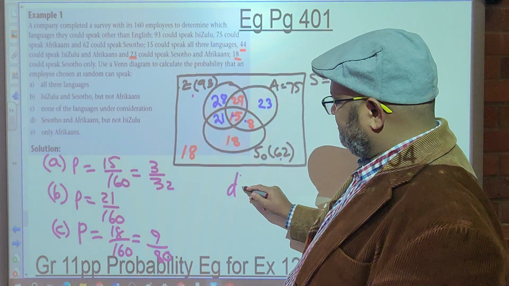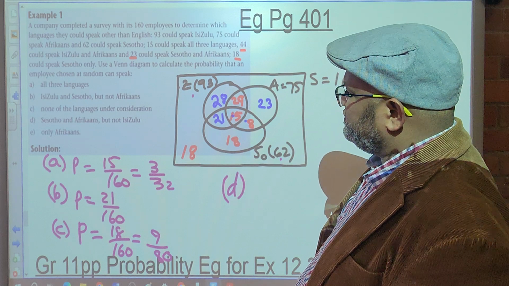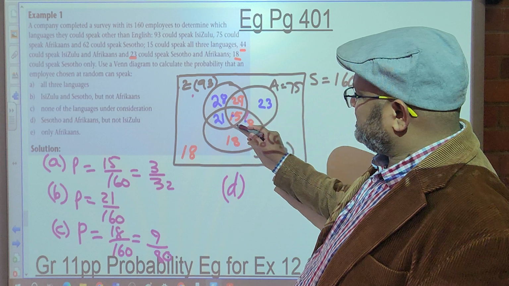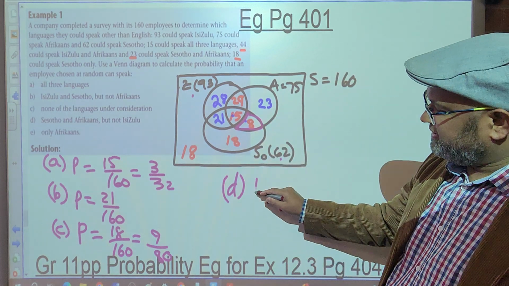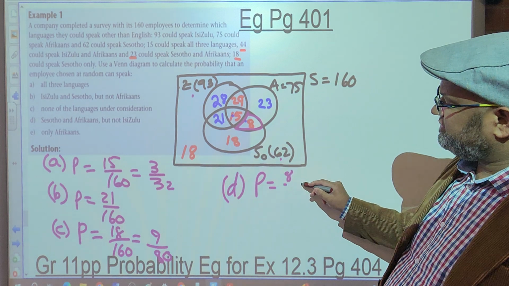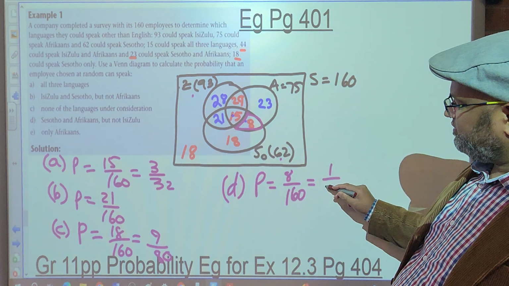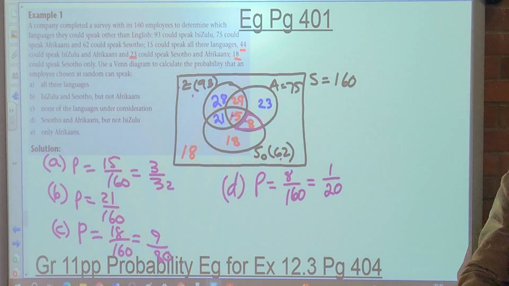Let's look at D. Sesotho and Afrikaans but not Zulu. So that gives me 8. So the probability is simply going to be 8 over 160, which is 1 over 20. Or you can write it in its decimal equivalent, or I can write it as a percentage, doesn't matter.